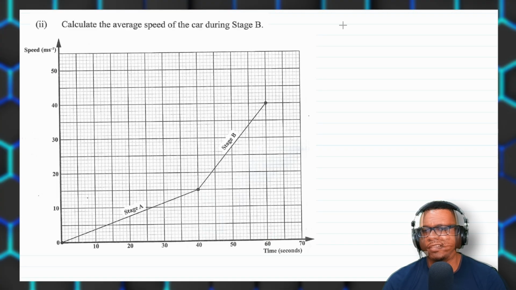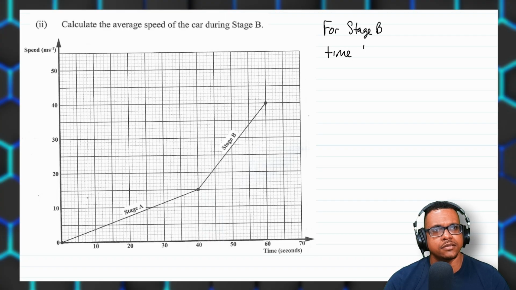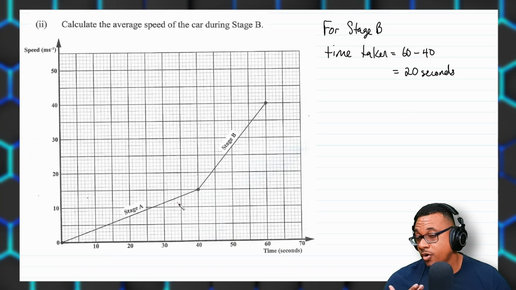Okay, so I can write out that's the easiest one. For stage B, time taken is the difference between 60 seconds and 40 seconds. So that's 20 seconds. So now the question is, what is the distance for stage B?